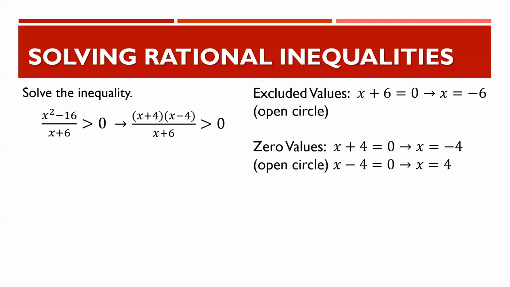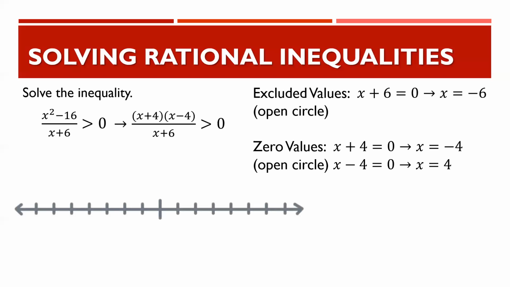All right, next we've got 0 values. We're going to get those by taking the numerator and setting them equal to 0. So we've got two different factors in our numerator. X plus 4 equals 0, x minus 4 equals 0. So the two 0 values that would make that entire expression equal to 0 would be an x value of -4 and an x value of +4. And because our original inequality was just a greater than symbol, we didn't have the or equal to portion, our 0 values in this case will also have an open circle.